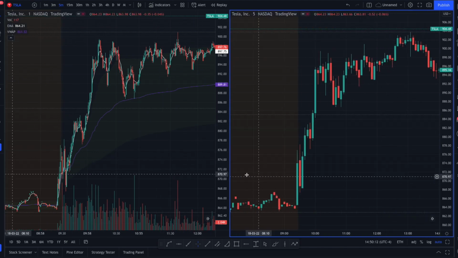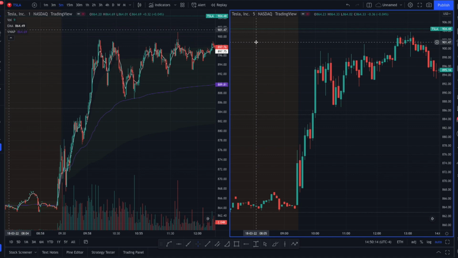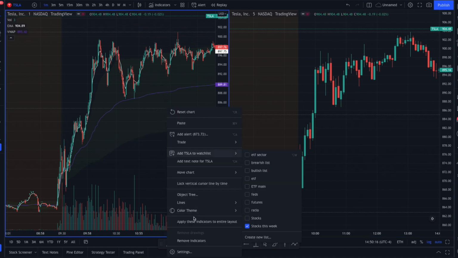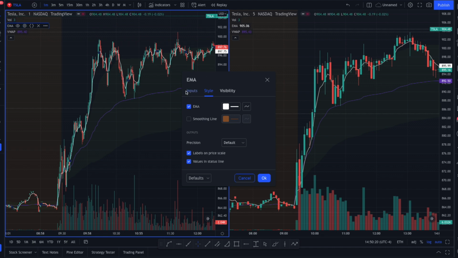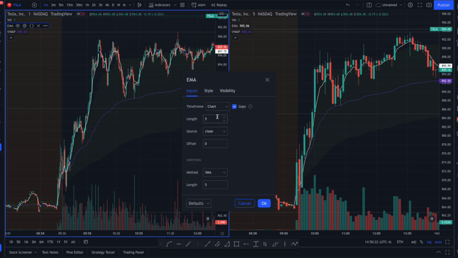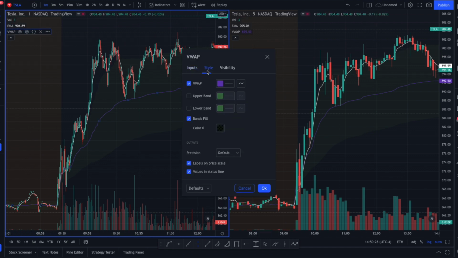On both time frames, we want to make sure we have all the indicators that are required. So volume, and EMA, the exponential moving average, which is a 5-day EMA. And also we want to have the value weighted average showing up here, and we want to make sure in the styles we only have the VWAP selected, not the upper and lower band. If you have the upper and lower band, it'll look like this. We don't want the upper and lower, we just want the value weighted average.